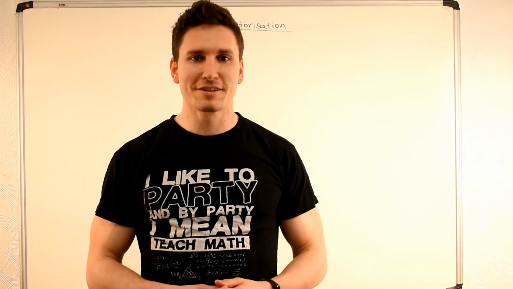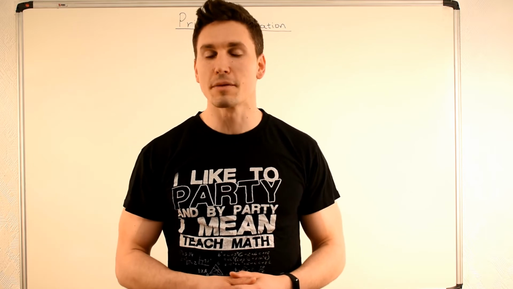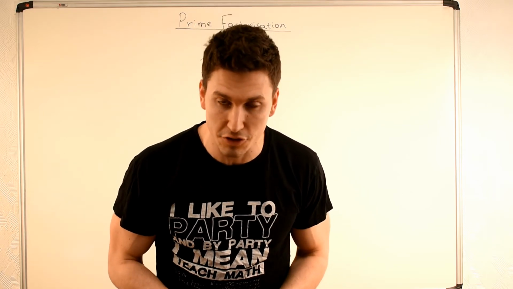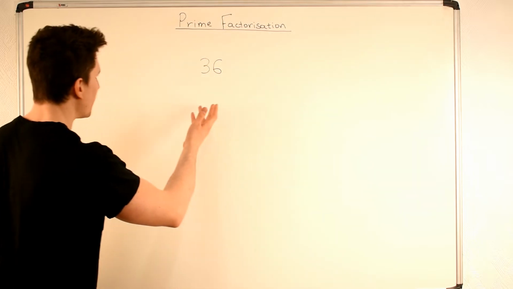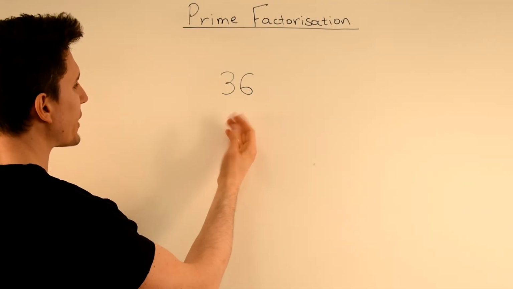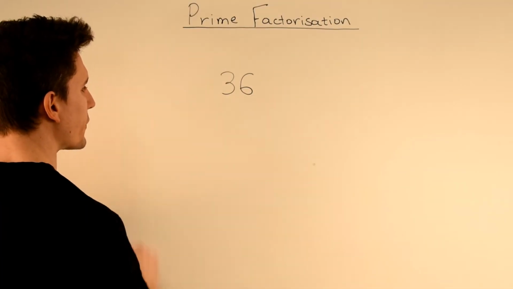Welcome to Philology Maths. In this video we're going to see how to write a number as a product of its prime factors, or prime factorization. Let's have a look at an example. So the first thing we need to do is draw a tree diagram for the factors of 36.